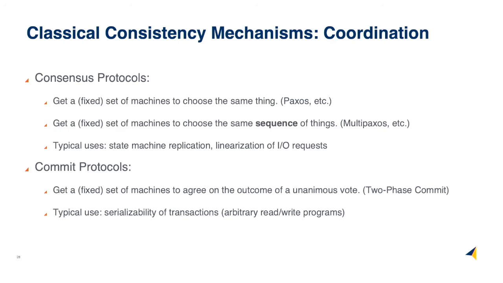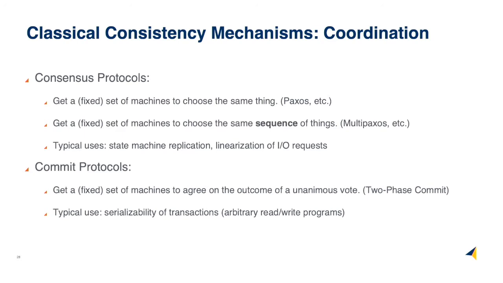So the classical consistency mechanisms, the kinds of things that kept Jim Gray and Leslie Lamport up at night in the 70s and 80s, were these kinds of problems, consensus problems. So the classic Lamport protocol of Paxos, you get a fixed set of machines, fixed in parentheses because they didn't assume autoscaling back then, but get a fixed set of machines to choose the same thing.